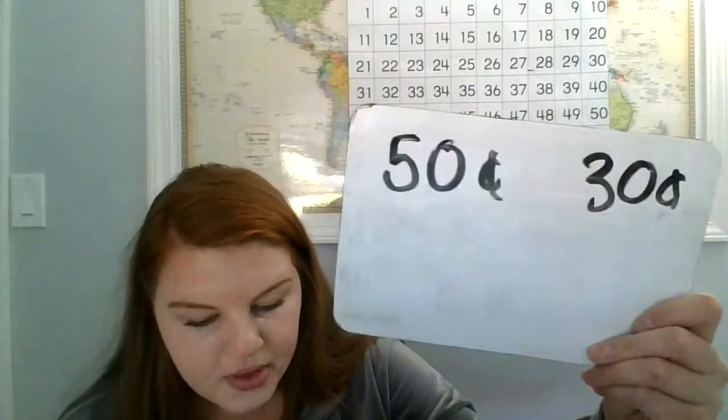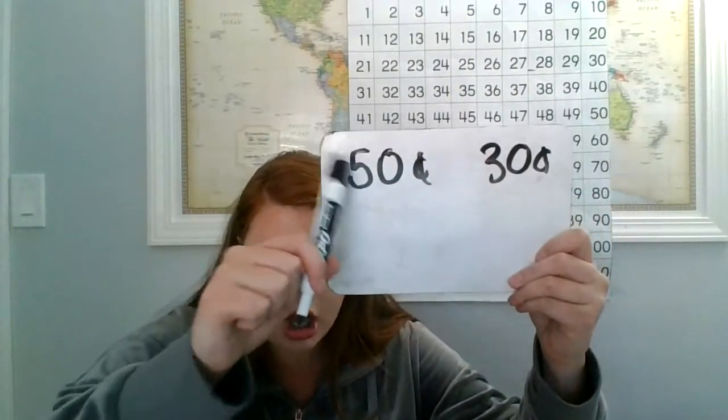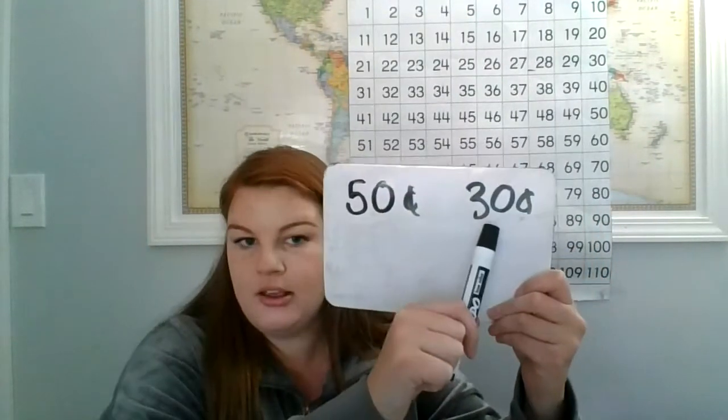Next problem. Destiny is trying to decide whether to buy the ball for 50 cents or the scissors for 30 cents. So she's making a decision. Either to spend 50 cents or to spend 30 cents. She's trying to decide which one she should buy. The question is, how much more does this ball cost for 50 than the scissors? So how much more is 50 than 30? Pause to solve. I'm going to share with you some options for how you could have solved it.